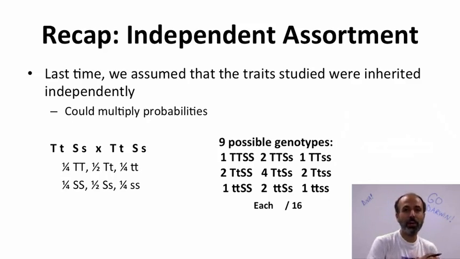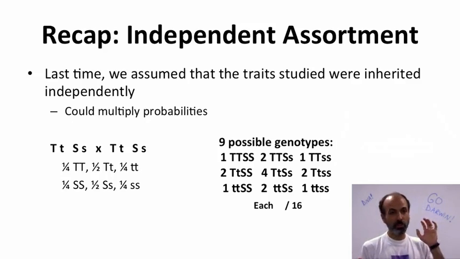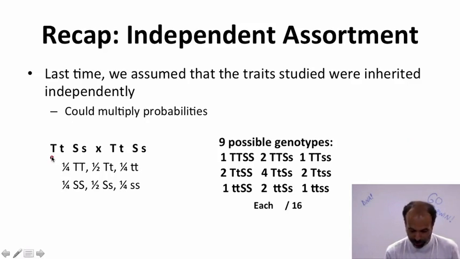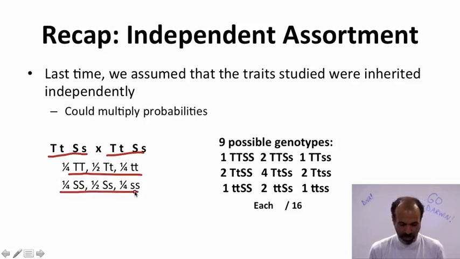Because we assume that traits are inherited independently. So again, if you're just as likely to pass this allele as that allele, we can then just multiply the probabilities to get what's going to happen among all the offspring. So in this example here, this is one of the ones we did in a previous video. If you're heterozygous for both the T and S, this is what would happen in terms of T's. This is what would happen in terms of S's, right?